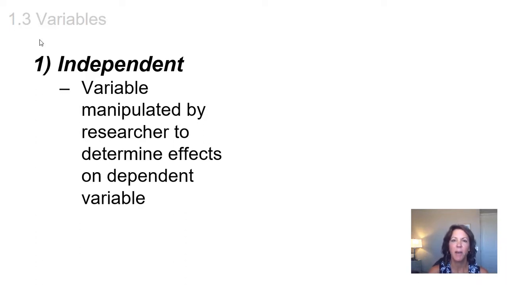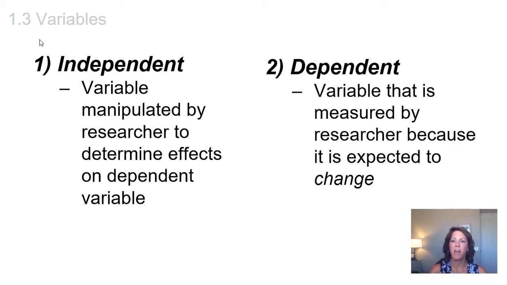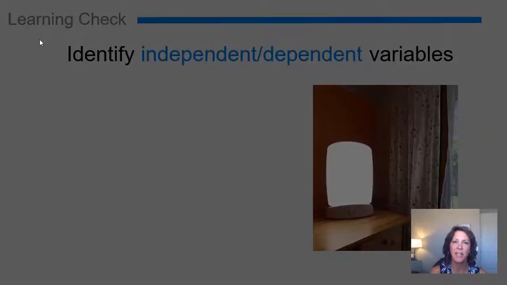Basically, keep this in mind. The independent variable in a research study is often the grouping variable. As the researcher, I put people into groups and I study the difference between the groups. The dependent variable is that thing that I'm interested in changing. So it's the variable that I measure as the researcher because it's expected to change. Now, I think some examples will help with this, so let's take a look.